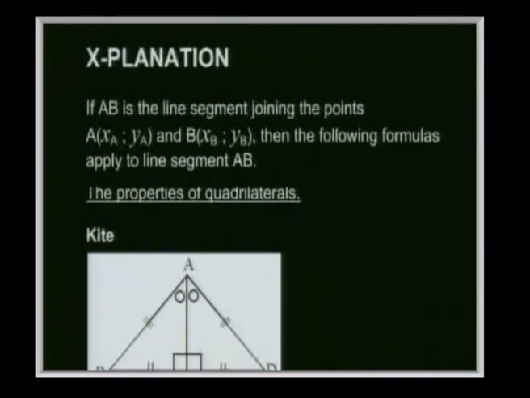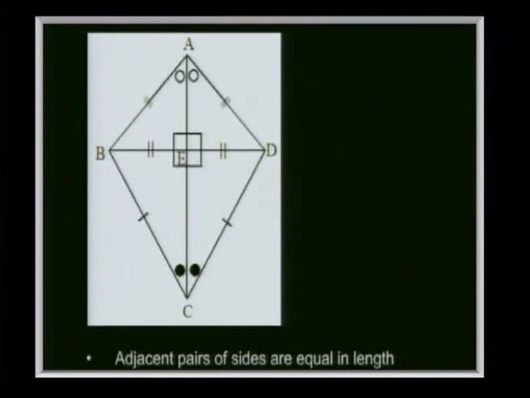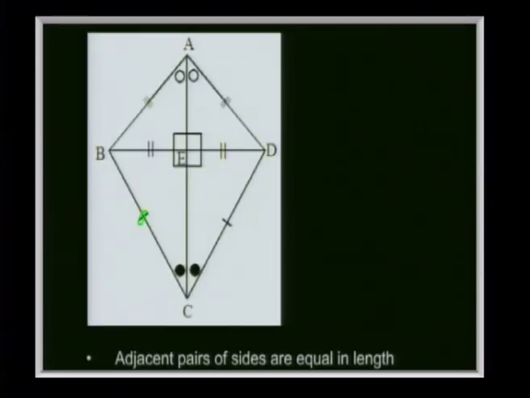A kite. Now, a kite, a regular kite, the adjacent pairs of sides are equal in length. Those two sides are equal in length, and those two are equal in length. So an alternate version of a kite could look like that.